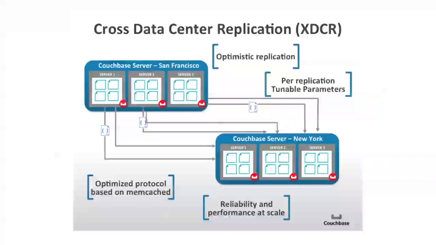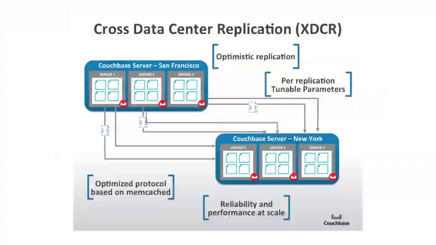If the size of a document, a mutation coming in, is larger than that threshold, it will first check if it's needed on the other side. Otherwise, it will just be sent across the wire, skipping one round of a lookup. Next, we've added per replication tunable parameters, and we'll take a look at how these work.